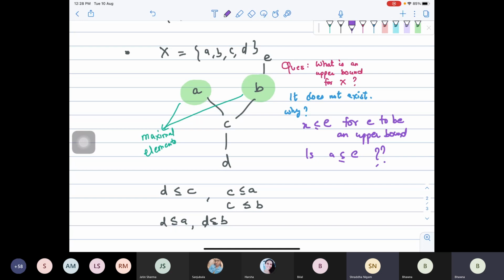Ma'am, I just have a query. Then in this case, E will not be a maximal element also. Why is E not a maximal element? See, B is not a maximal element because something is above B. But E has no relation with A, so how can we say it is a maximal element? That is the thing. A maximal element is something which does not want to be dominated.